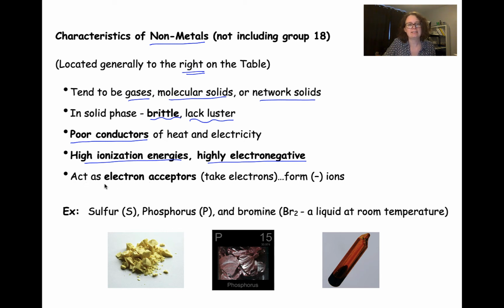And they tend to act as electron acceptors. So they form negative ions by taking on electrons, which is the exact opposite of the metals, which tend to lose electrons.